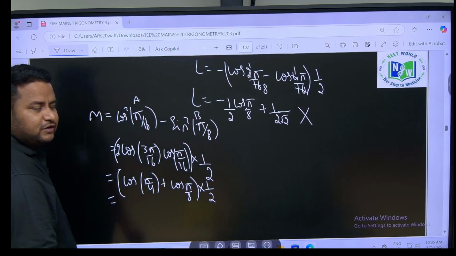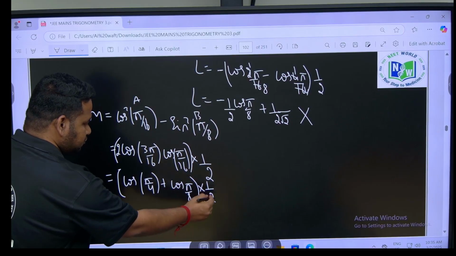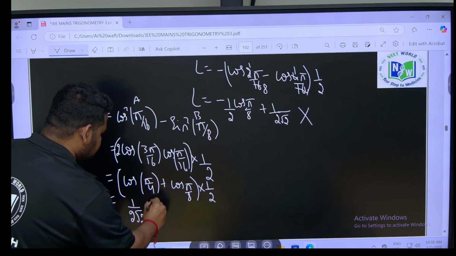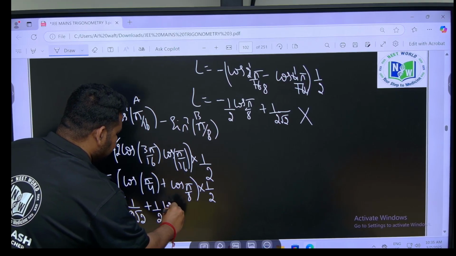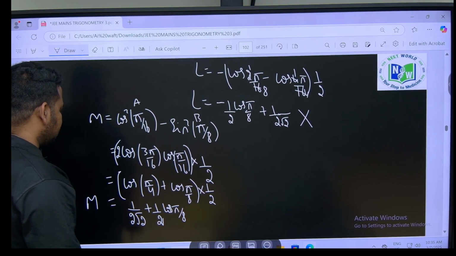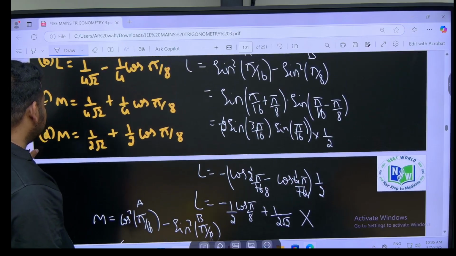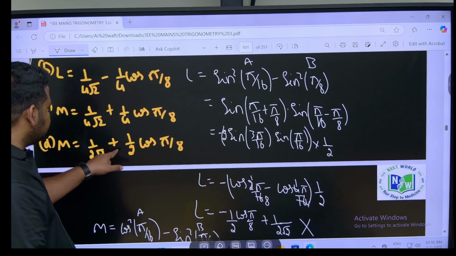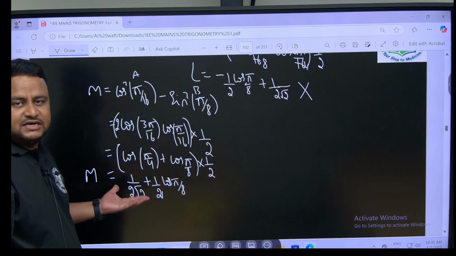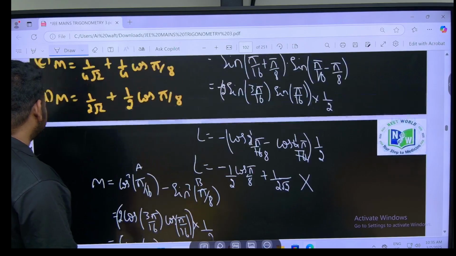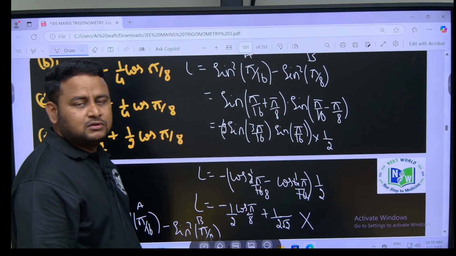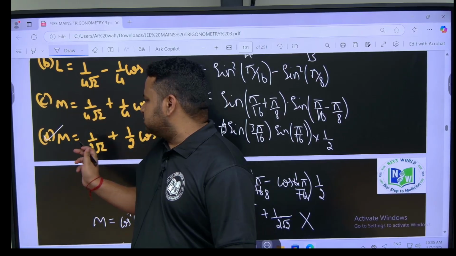So cos of pi by 4 is what? 1 by root 2. So if I multiply by 2, I will get 1 by 2 root 2. Plus 1 by 2 into cos of pi by 8, that is equal to M. Let us look at the options now. M is equal to 1 by 2 root 2 plus half of cos pi by 8, that is what we got here. So the correct option is the value of M, that is M is equal to 1 by 2 root 2 plus half into cos of pi by 8. That is given in option D, right?